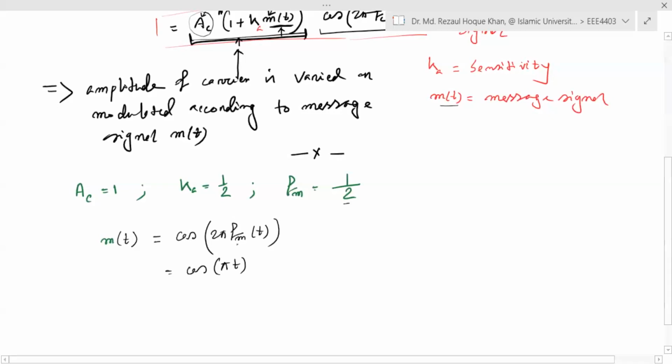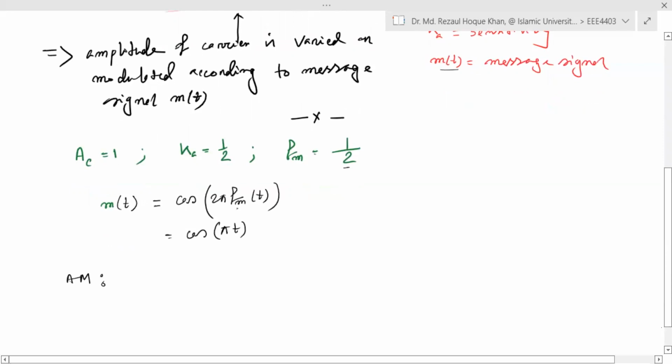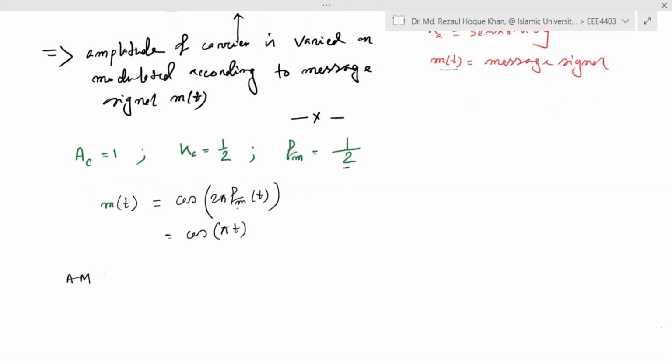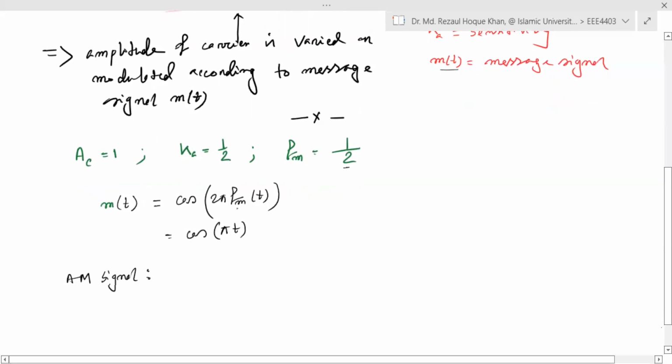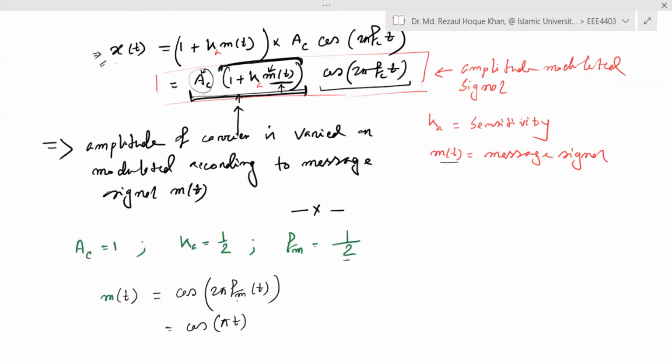If this is the case, what is the amplitude modulated signal? What is the AM signal? The amplitude modulated signal, x(t). We are looking for x(t). This is the case. Then what is x(t)?